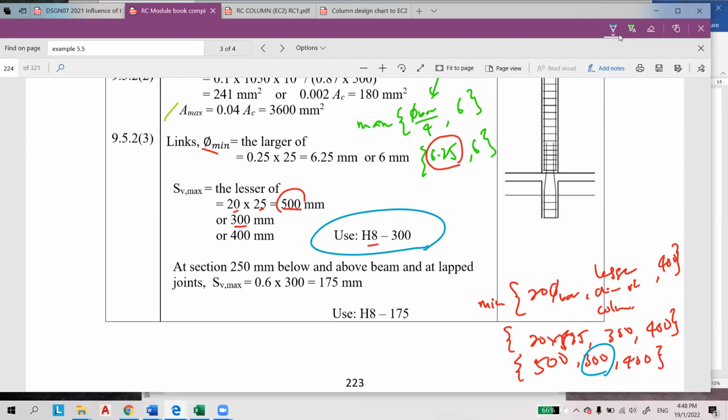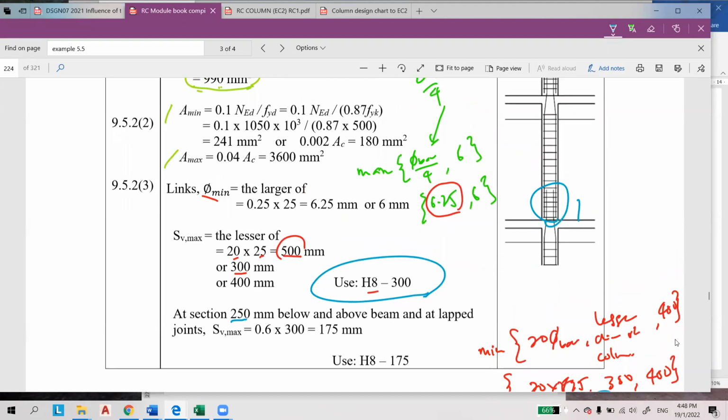And at sections 250 mm below and above the beam, which is the critical region, here and here, we can simply use the maximum.